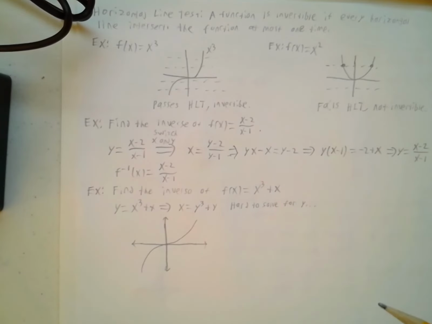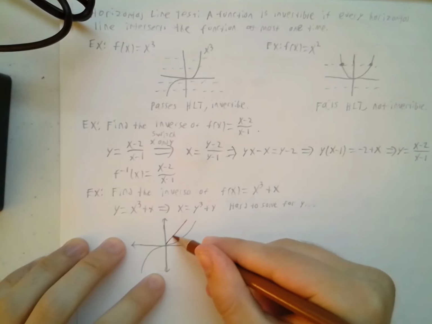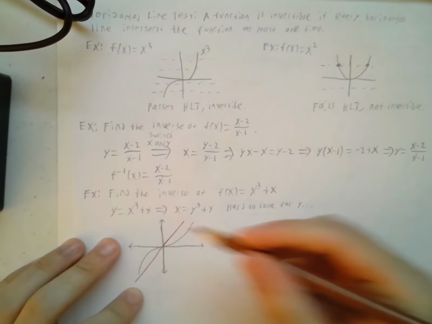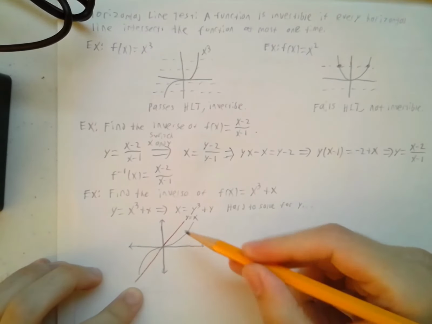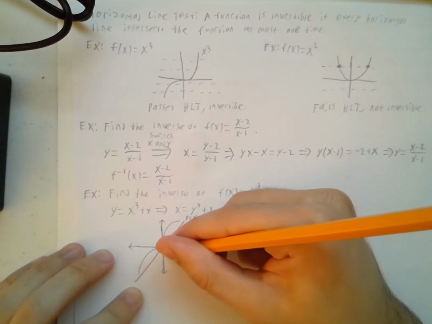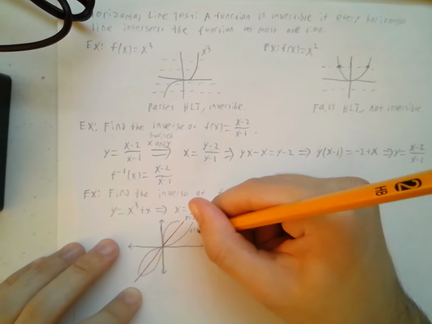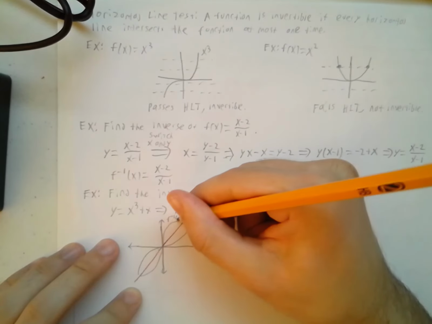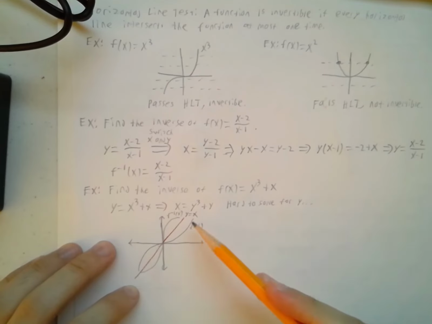So what you could do is sketch in the line y equals x. And then you would reflect across this line to get something like this. And so this would be f of x, and the reflection would be f to the negative 1 of x. So even though we don't necessarily have a formula for this inverse function, we can still get an idea of what it looks like by using this idea.